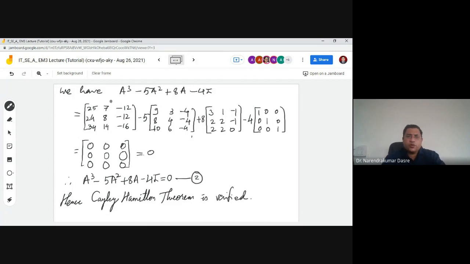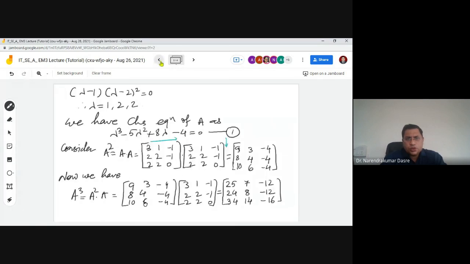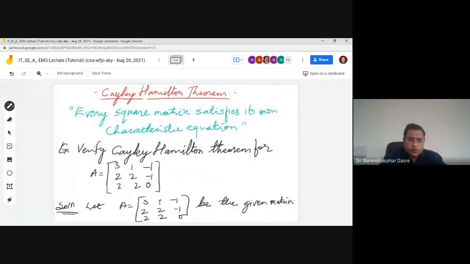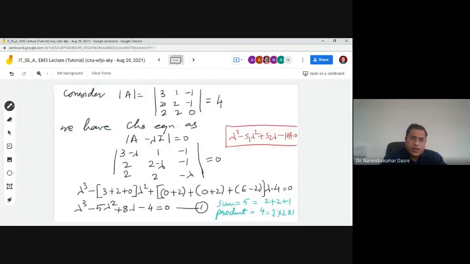Okay, so this way we are able to verify the Cayley-Hamilton theorem. To verify it, first we have to consider the matrix, then calculate its characteristic equation. Once you know the characteristic equation of this matrix, we have to think of the Cayley-Hamilton theorem. After calculating the characteristic equation, instead of this lambda, we have to think of A.